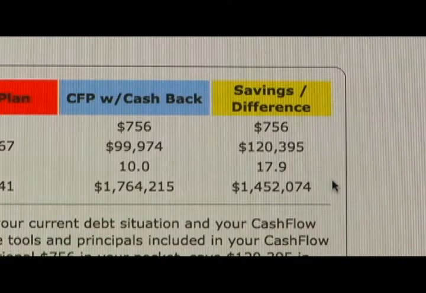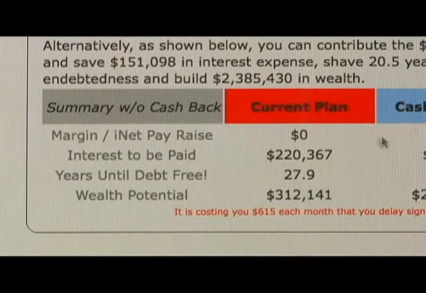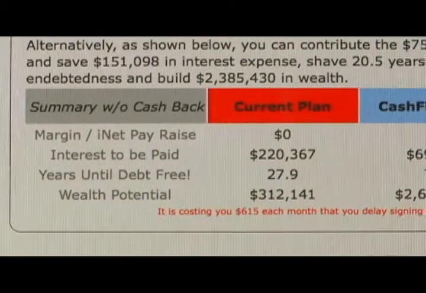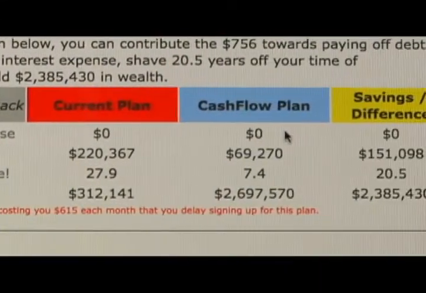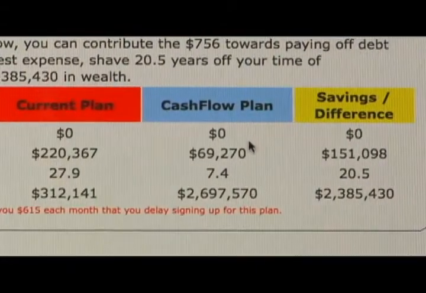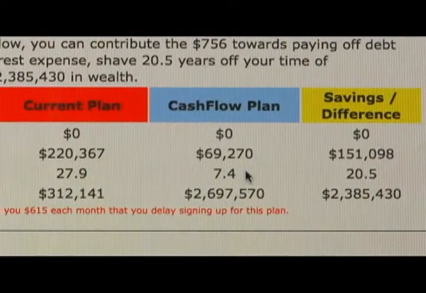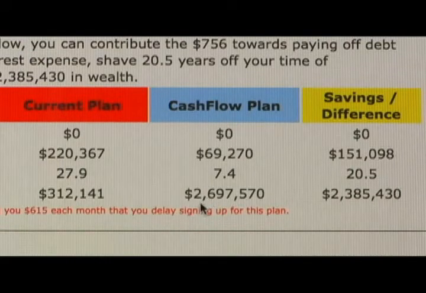I want to show you one more set of numbers here. The numbers in the red column are exactly the same as the numbers above. If they take that $756 that we're saving for them and put all of that into this plan to power down and get out of debt as quickly as possible, we can have them paying less than $70,000 in interest, being completely debt-free, home mortgage, everything, in 7.4 years, and now having over $2.6 million, almost $2.7 million in their retirement account. That's an increase of almost $2.4 million.